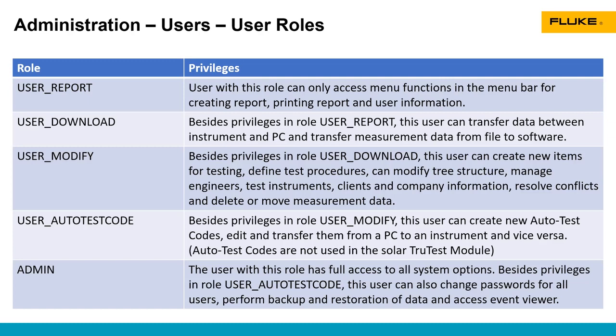Users who have modify can do the stuff that the report and the download level can do. They can also create new items in TruTest. They can change the tree structures. They can manage engineers. They can manage test instruments, change client and company information. Basically, this user modify level can do pretty much everything in TruTest. Auto test code is not used in the solar module. That's used in other modules in TruTest for our installation instruments, but it's not used for our solar instruments. And then you have admin. That's the person who controls the passwords. They control the license to that version of TruTest that you're using.